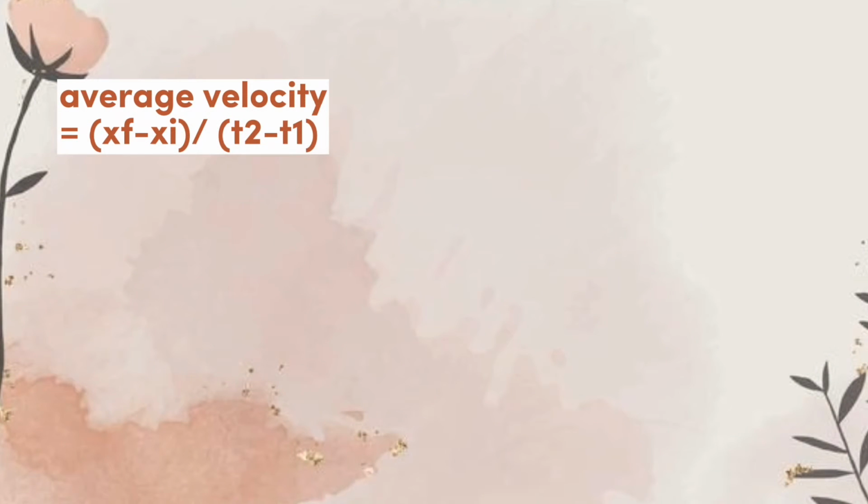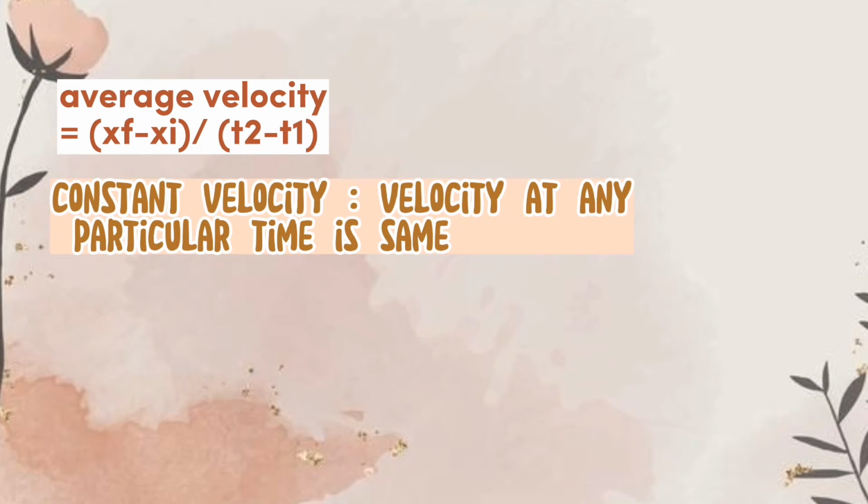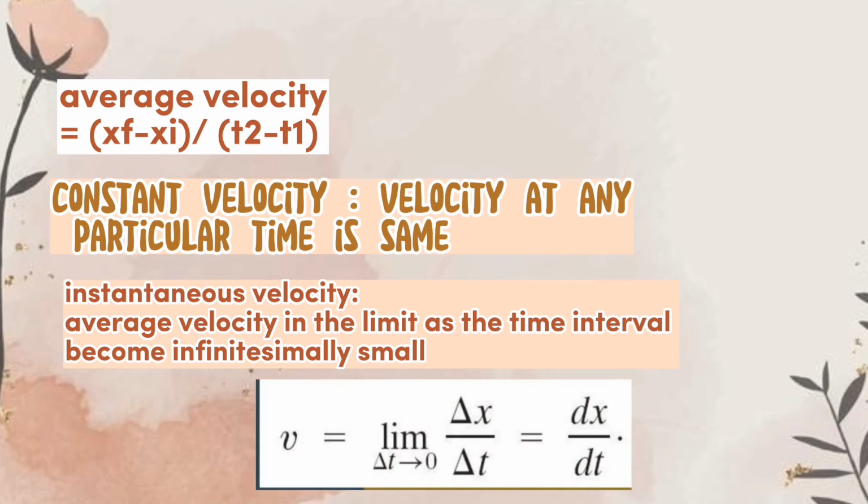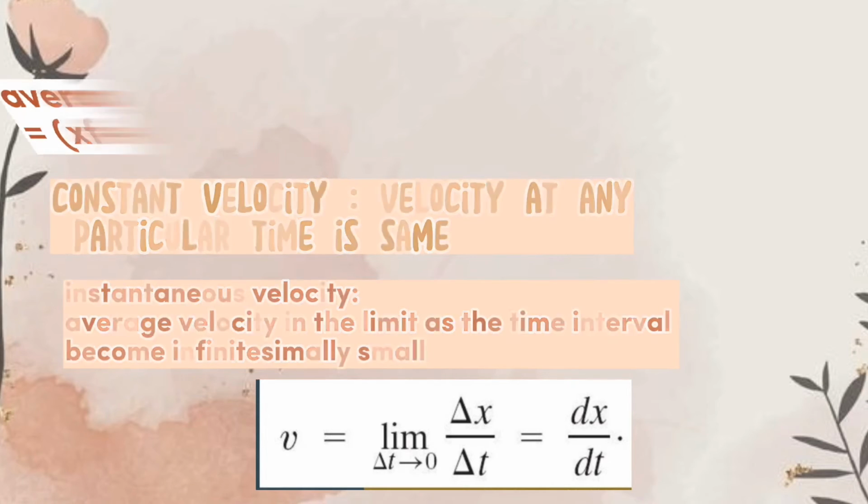The next thing you need to know is how to find the average velocity. So the average velocity is displacement, that is final position minus initial position, divided by the particular time taken, that is t2 minus t1. Next, constant velocity means velocity at any particular time is the same. Instantaneous velocity is the average velocity in the limit as the time interval becomes infinitesimally small. You can find the instantaneous velocity by differentiating the displacement equation.